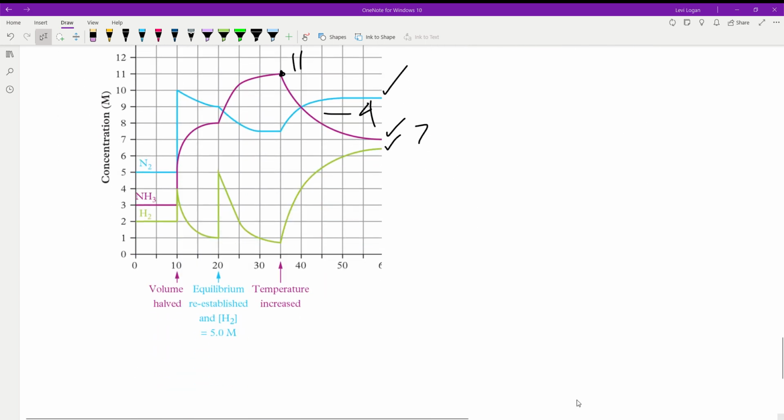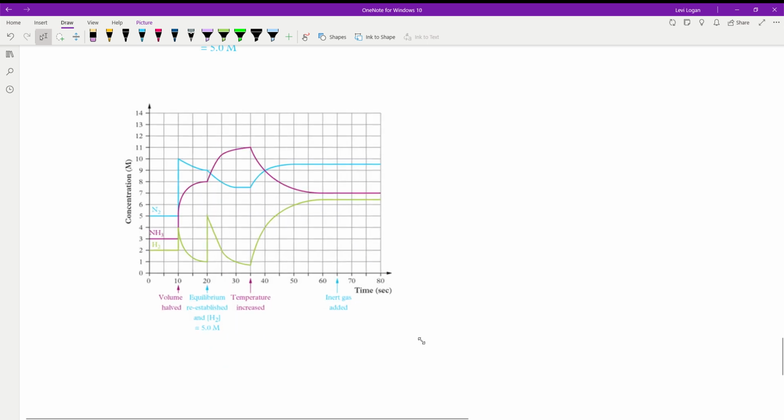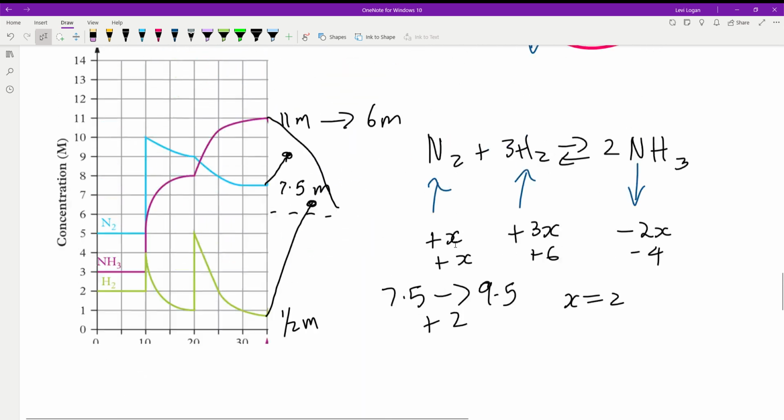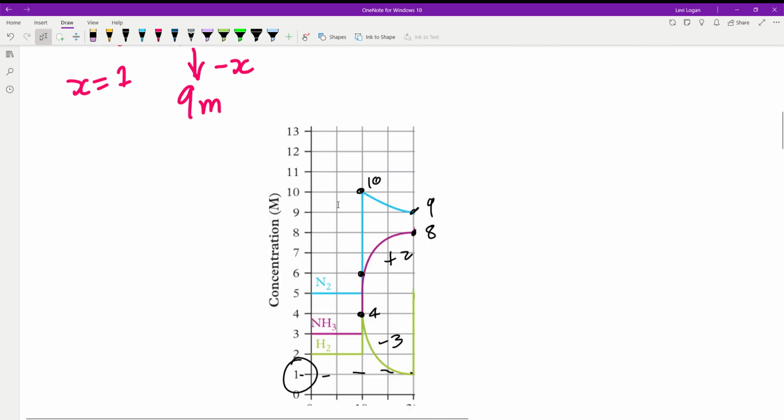Okay. So if I just copy the whole image now, because we finished this whole question, you can see it doesn't affect it at all, even at 65 seconds, because it's not a part of that equilibrium system. It's independent. Okay. Anyway, that's how you answer this question here. So a graphing question with equilibrium.